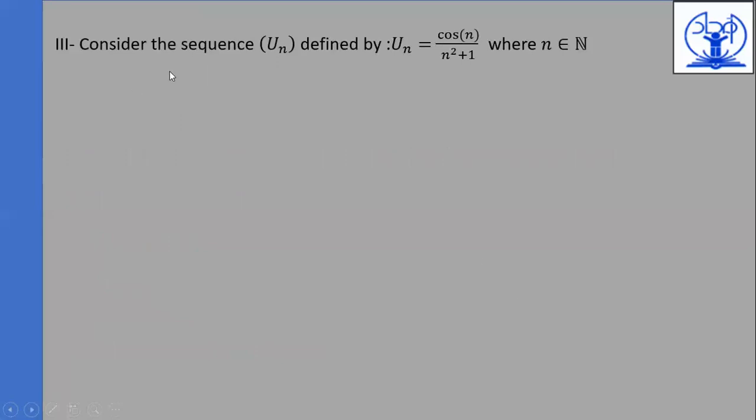Another example, consider the sequence un defined by un equals cosine n over n squared plus 1, where n is a natural number. By the way, this is an explicit sequence. First, I'm asking you to verify that this inequality holds true: cosine n over n squared plus 1 lies between minus 1 over n squared plus 1 and 1 over n squared plus 1 for all n. To find this double inequality, it's very easy, very clear.